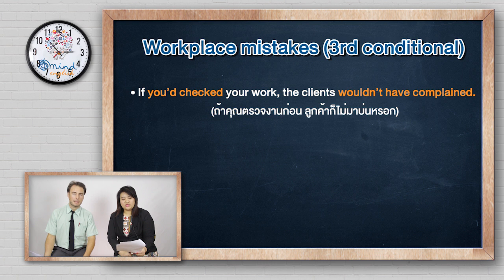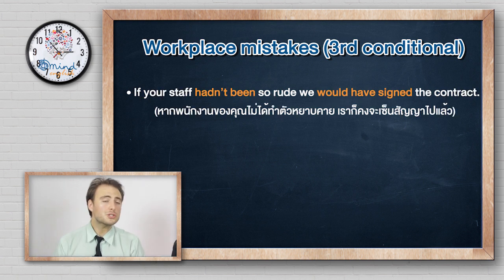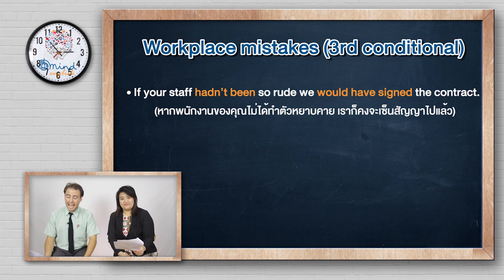ประโยคนี้ความหมายก็คือ ถ้าคุณเช็คงานก่อน ลูกค้าก็ไม่มาบ่นหรอกนะ แต่ประโยคนี้ไม่ได้เกิดขึ้นจริง ก็คือฉันไม่ได้เช็ค แล้วปรากฏว่าลูกค้าก็บ่น เพราะฉะนั้นใช้ you checked กับ wouldn't have complained ประโยคนี้ก็ใช้ได้เลยนะจ๊ะ Next sentence, number 4. If your staff hadn't been so rude, we would have signed the contract. If your staff hadn't been so rude, we would have signed the contract.